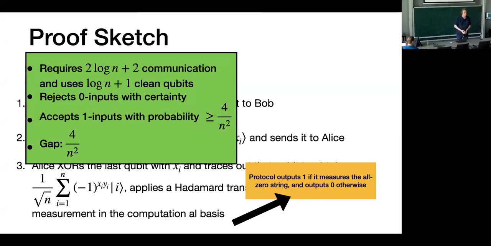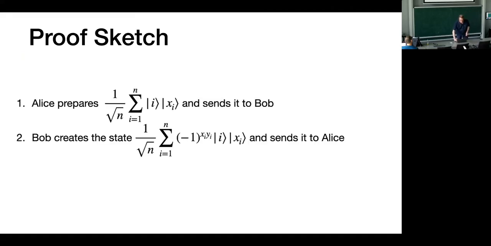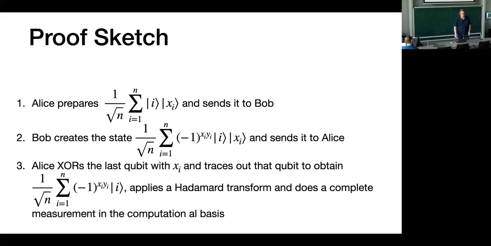When you say apply Hadamard transform on what? Like you have a register that has n values there? Again, this is a standard quantum protocol. Or is the little n a power of 2? You can assume that it's a power of 2. This is like a distributed version of Deutsch-Jozsa. Yes.